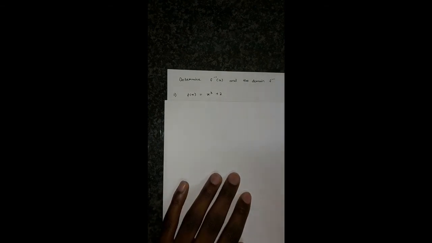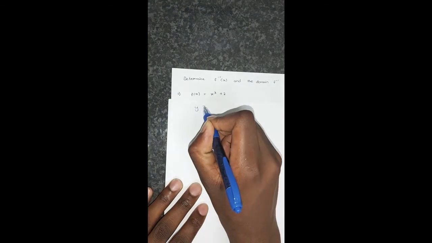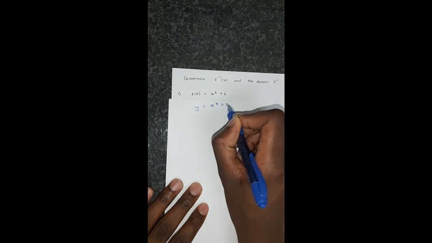Okay, so now that we know all our exponents and our logarithms, now we can use them to determine the inverses and the domains of the inverses of logarithmic and exponential functions. Okay, so the first one says determine f inverse and the domain of f inverse. So the first one is f of x being equal to x cubed plus 2. So first step, y is equal to x cubed plus 2.